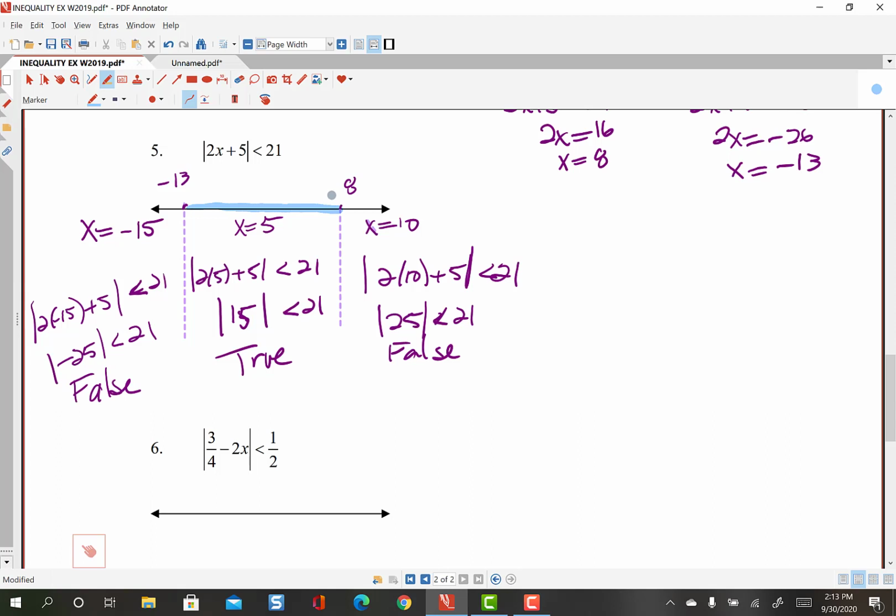Now, because this is a plain less than, we do not include the endpoint. So we are going to have parentheses here. Now, we want to take what's written on our little number line here and write that as an interval. So I'd have negative 13 to 8, not including the endpoints.